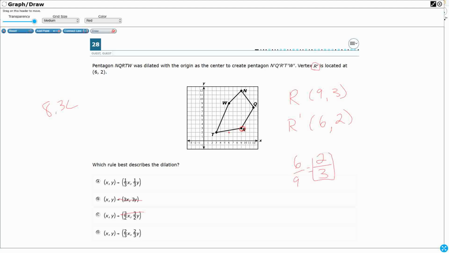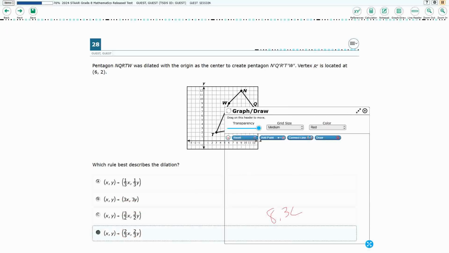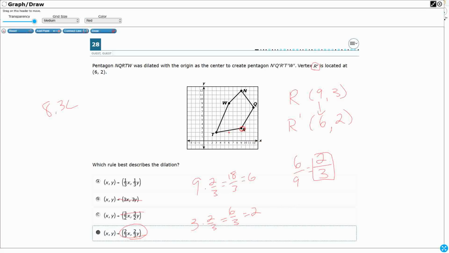my scale factor, right? If I take my 9 and I multiply it by 2/3, I'm going to get 18/3, which equals 6. If I multiply my 3 by 2/3, I'm going to get 6 over 3, which is going to equal 2. All right, so there we go. We have our scale factor of 2/3, and we were able to at least eliminate B and C, just because they were going to get us larger. And we saw with R prime being closer to the origin, we're shrinking a little bit with this dilation. So our answer is D.